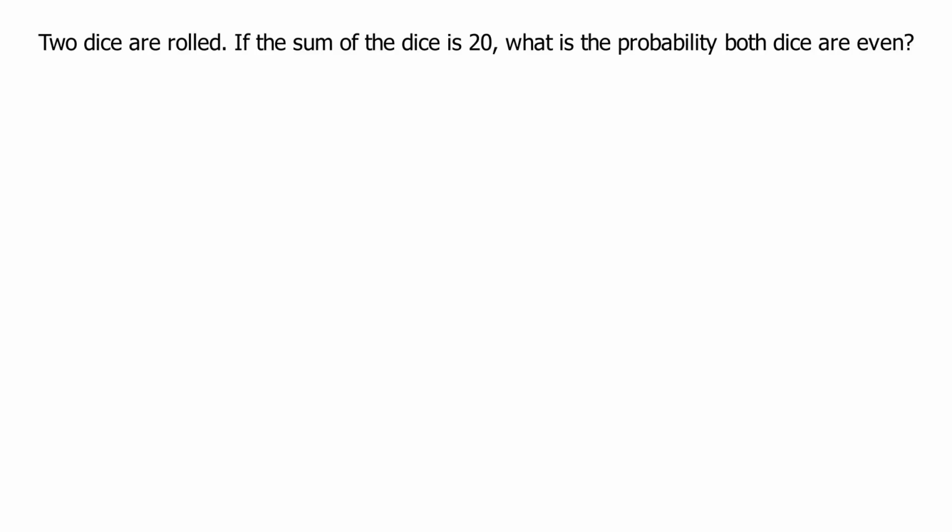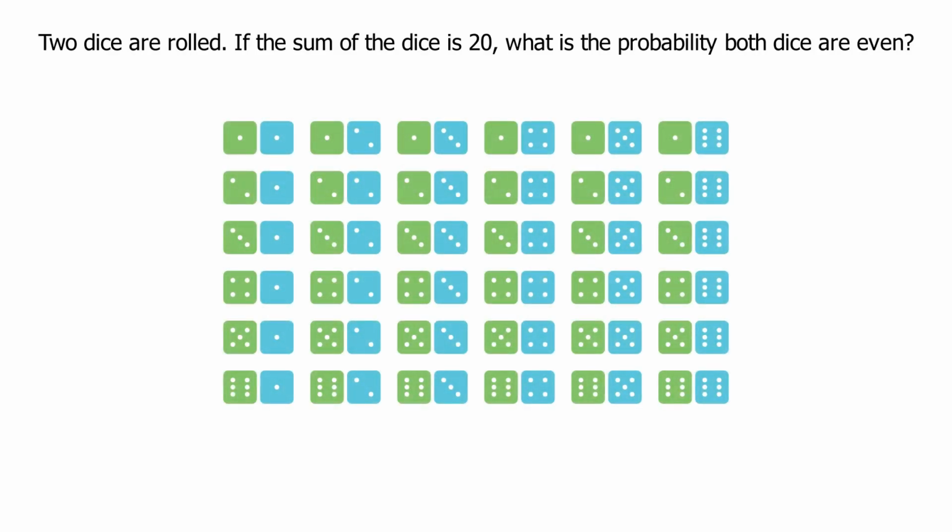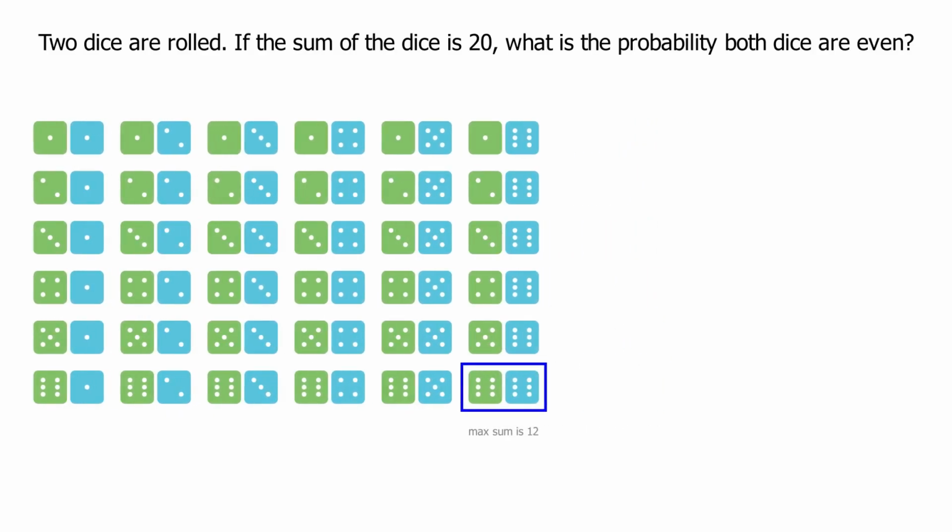So once again, we'll have 36 pairs, but we do have a problem because when we roll 2 dice, at least standard dice, the maximum sum in this case would be 12 because the maximum pair would be a 6 and a 6, which is 12. Which means that there's no possibility of rolling a pair that will give us a sum of 20. So the probability of that is going to be 0.